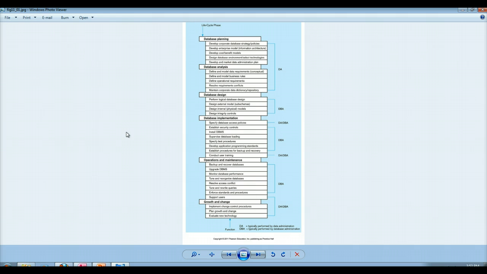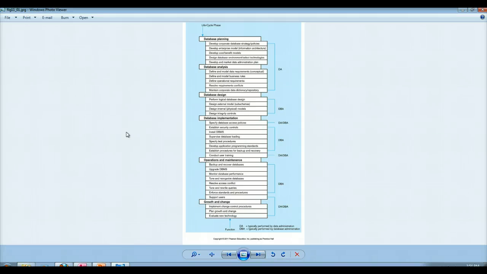And what I wanted to do just to end this video lecture is to take a look at what's in the textbook. This is a really nice graphic associated with the difference between the data administrator and the database administrator. You see the life cycle phase associated with databases, right? They go through the planning process, there's an analysis process, there's a physical design process, there's an implementation process, then after it's implemented, there's operations and maintenance, and then there's the management of growth and change.